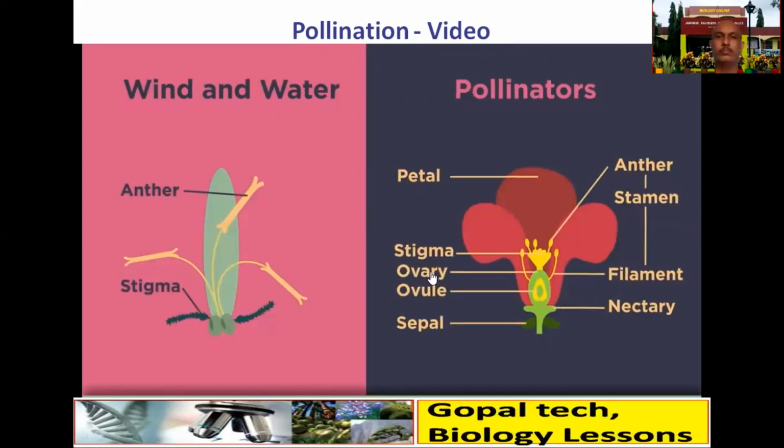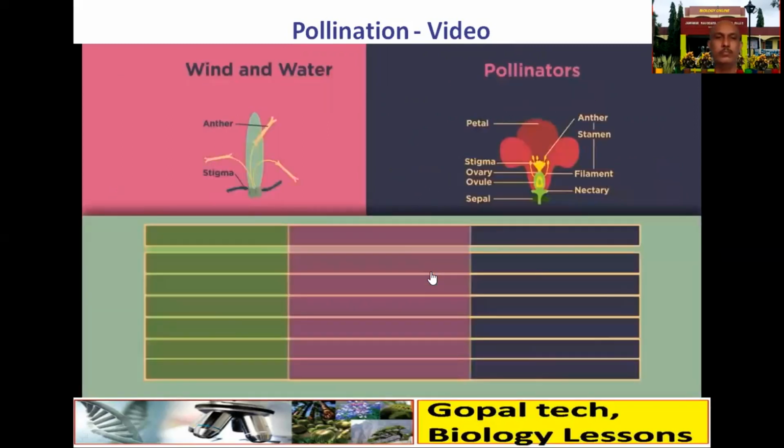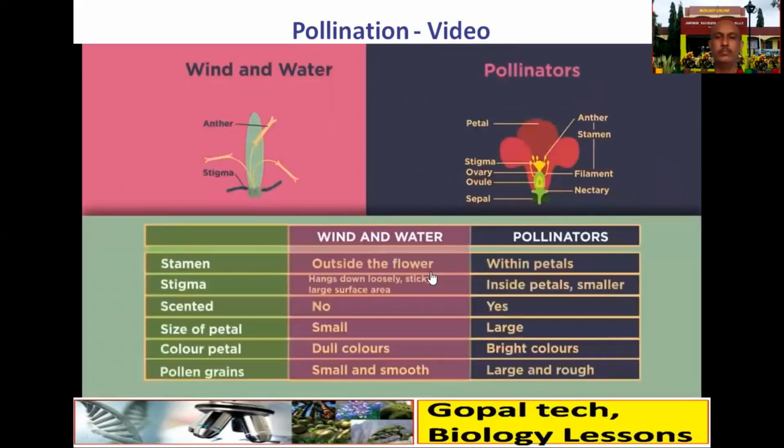Here are some key differences. Why do you think they are different? This is the basic difference between wind and water pollinated. Okay, outside the flower, within the petals, आप देख सकते हैं pollinators. Okay, scented, ऐसा. यानी insects वगैरह है तो ये pollinators में ऐसा. Yes, size, small, large, dull color, bright color, ये extra पढ़ सकते हैं.